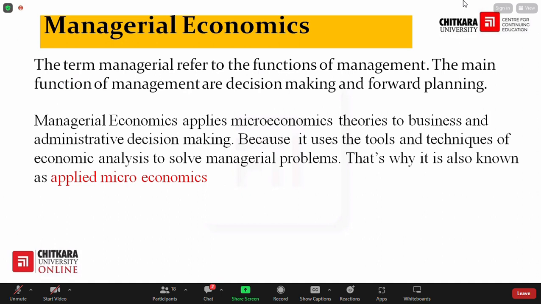So why is it known as applied microeconomics? Because it is using the models, the principles, the concepts of microeconomics, but only those principles and models which are applied in the organization to increase their profit, to reduce their cost, and for better decision making.